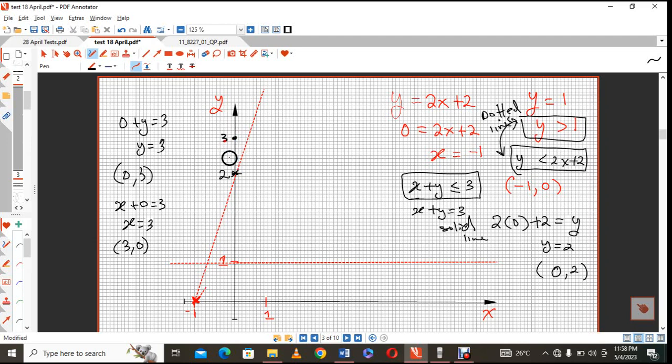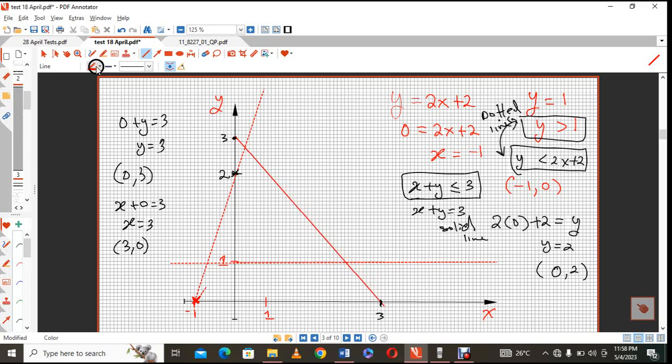Say, suppose 3 is here. And let's say 3 is over here. And then you're going to draw that solid line. Okay. And we're going to draw the solid line. And this line has to be solid. So it's going to go from here all the way up to there.